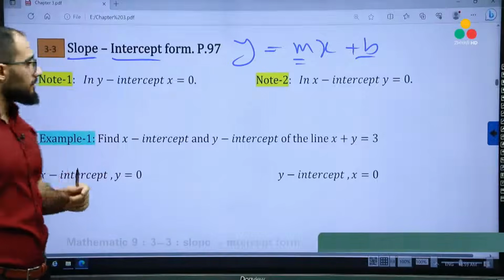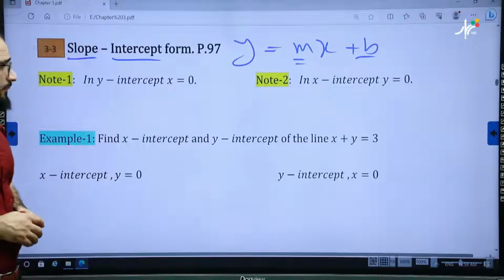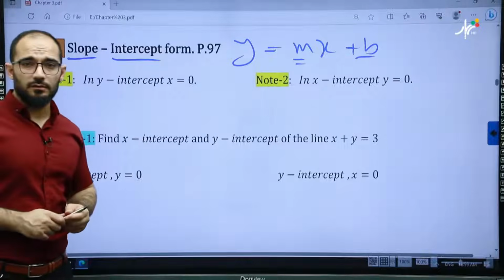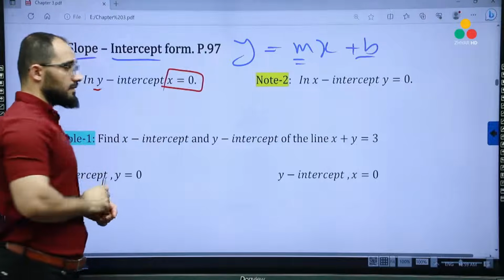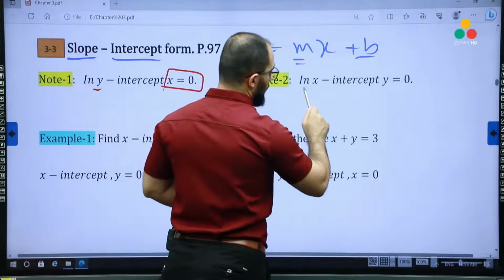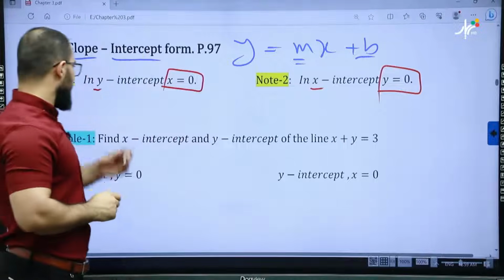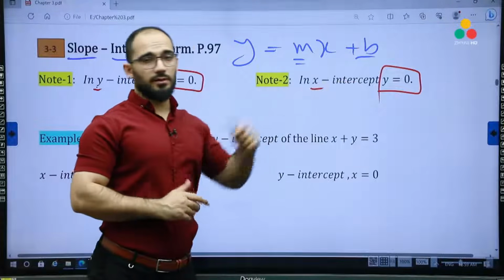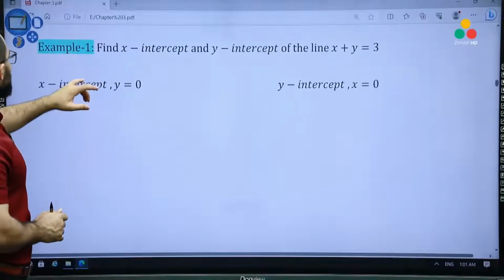But before that, we have to know something: the y-intercept, and also the x-intercept. When you have an equation and you want to find the y-intercept, it means x is equal to 0. It's a rule, please do not forget it. If you want to find the x-intercept, y is equal to 0. Again, y-intercept, x is equal to 0. X-intercept, y is equal to 0. Then what does it mean? We are going to explain it in an example.